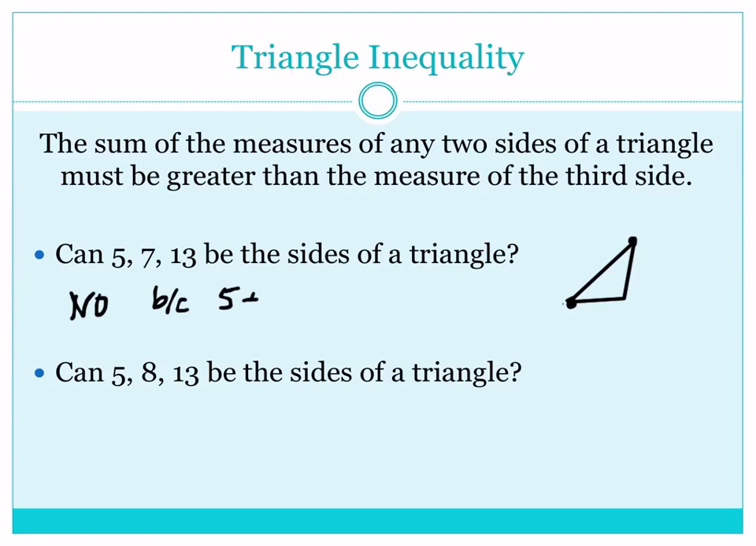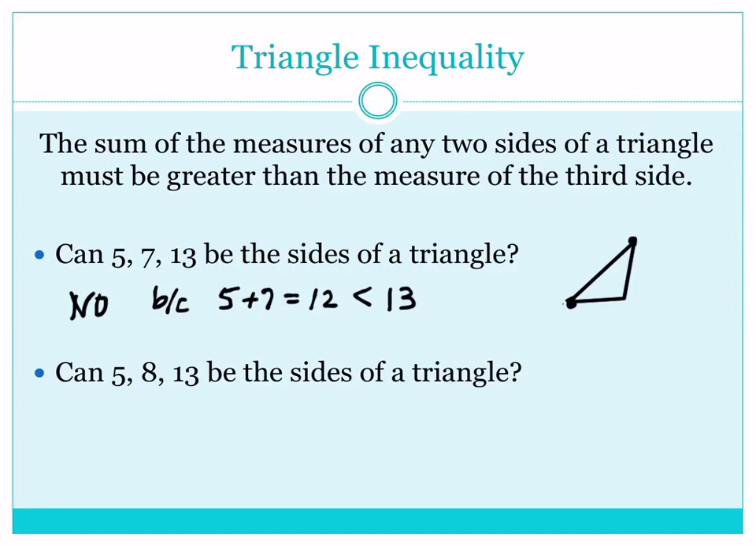The 5 plus the 7 equals 12, and 12 is actually less than 13. That's a problem, right? So what would happen if I tried to do this? Let's imagine you had a stick of wood, and we'll use meters since we've been talking in meters. You had a stick of wood that was 5 meters long, another stick of wood that was 7 meters long, and a third stick of wood that was 13 meters long. What would happen if you tried to make a triangle out of them?